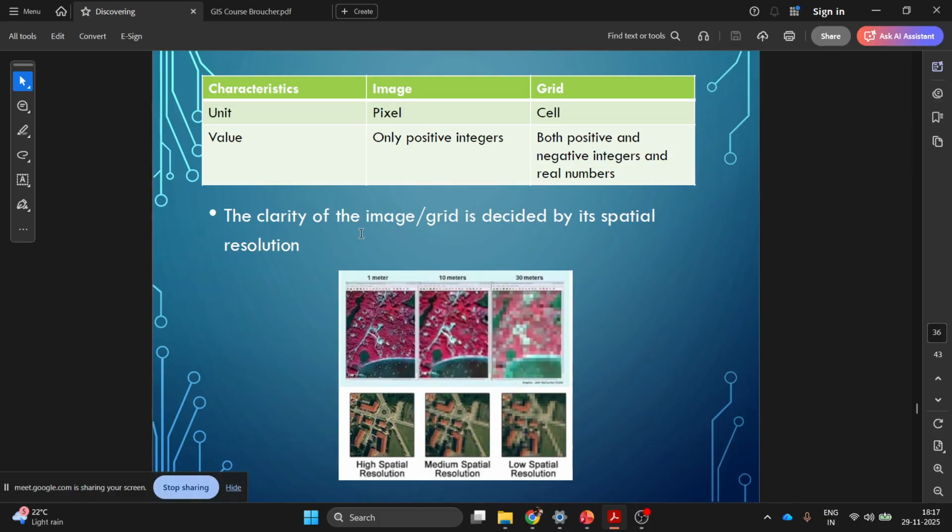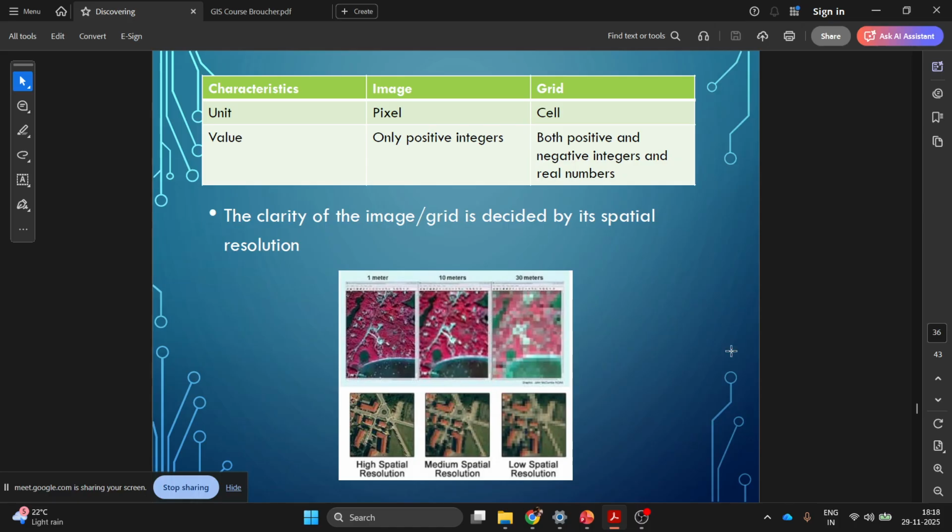So the clarity of this image or grid is decided by its spatial resolution. For example, I have shown three different images. In the first one, the grid consists of 1 meter by 1 meter grid boxes. So this has better information when compared to 30 meters, right? There are more details here. For example, there is a water body going in this direction, whereas in case of 30 meters, the resolution is not good and I'm not able to visualize it properly.